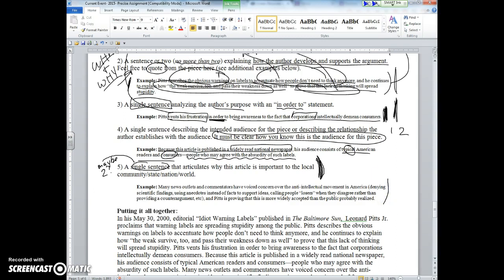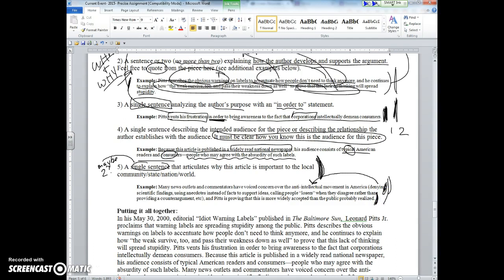Many news outlets and commentators have voiced concern over anti-intellectual movement in America, denying scientific findings, using anecdotes instead of facts to support ideas, calling people losers when they disagree rather than providing a counter-argument. So here's defining what this anti-intellectual movement is and providing details. And Pitts is proving that this is more widely accepted than the public probably realized. So I'm saying it's important because this is a movement, and Pitts doesn't think we know enough about this movement.